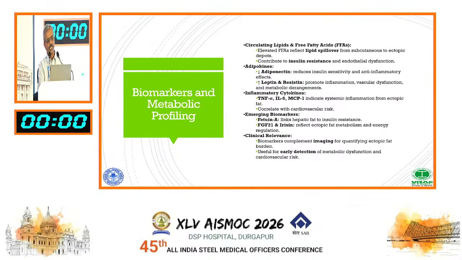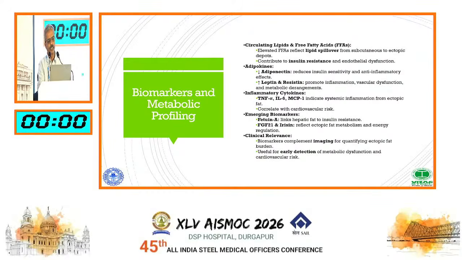Biomarkers are circulating lipids and free fatty acids. Elevated FFA reflects lipid spilling over from subcutaneous to the active depot, contributing to insulin resistance. Adipokines: decreased adiponectin and increased leptin and resistin. Inflammatory cytokines such as TNF, IL-6, and MCP-1. Emerging biomarkers are fetuin-A, FGF21, and irisin.